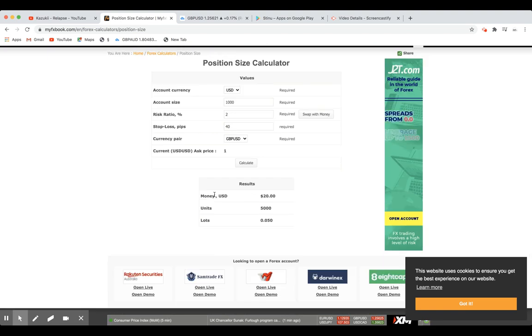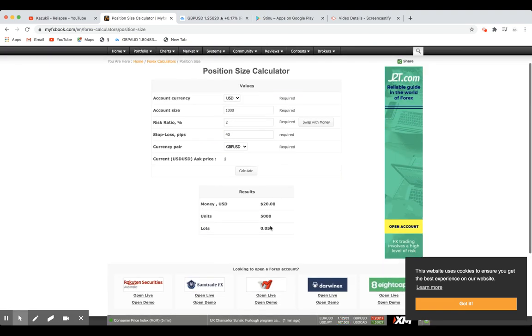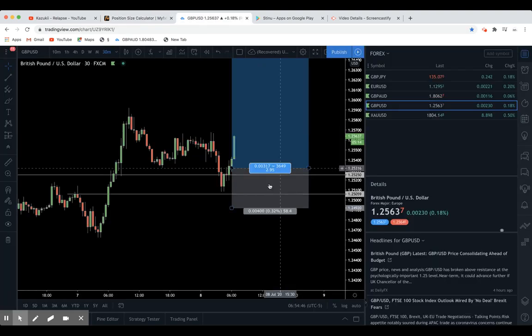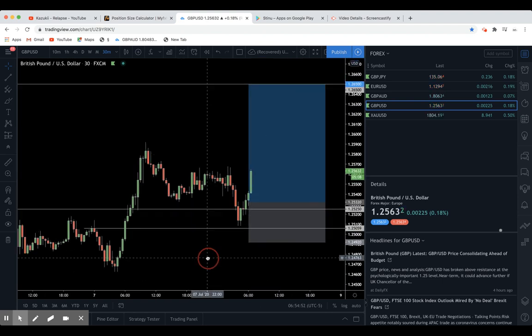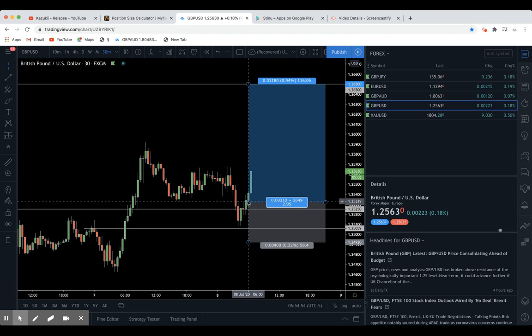So it shows us we're going to be risking 20 US dollars. And then it tells us the units, which we don't really need to use, and the lots. The lot size for this movement would be 0.05. That is actually the position size right there, where it says lots, because inside of our MetaTrader, we know that we take trades in lots from 0.01 up to 100 lots. On this position, we are looking to trade 0.05, and that will be the correct position size for our risk on this movement. So then we would go ahead and activate this trade at 0.05 lots, enter it, and run it up.